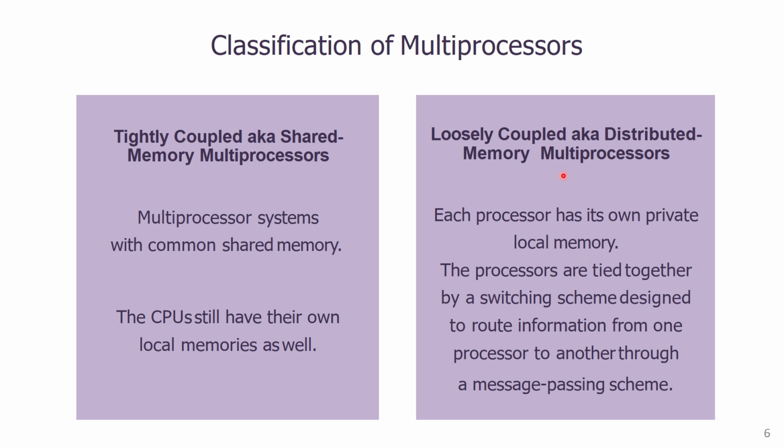So in distributed memory, they have multiple memories. Everyone has their own private local memory, but in the shared or tightly coupled system, they have their local memory, but they also have a common shared memory.